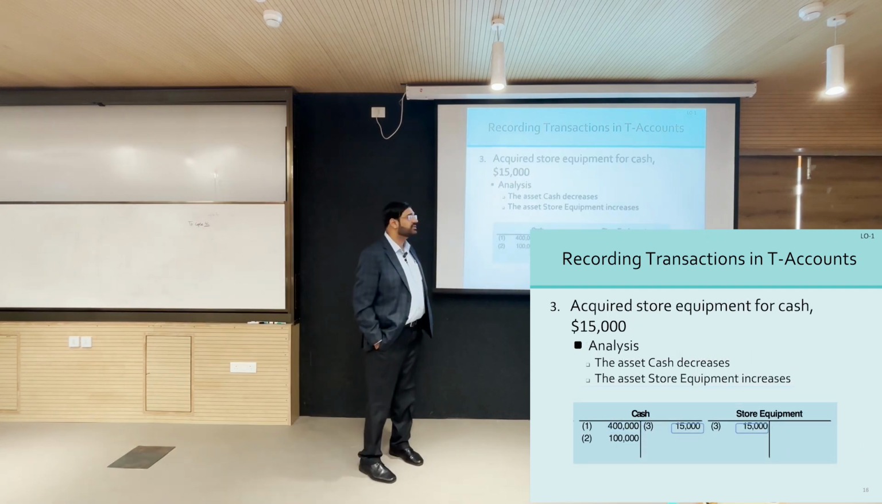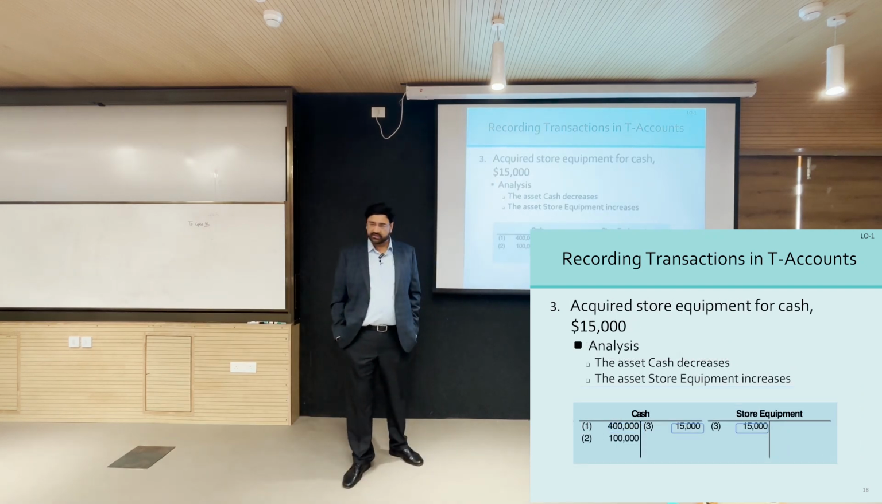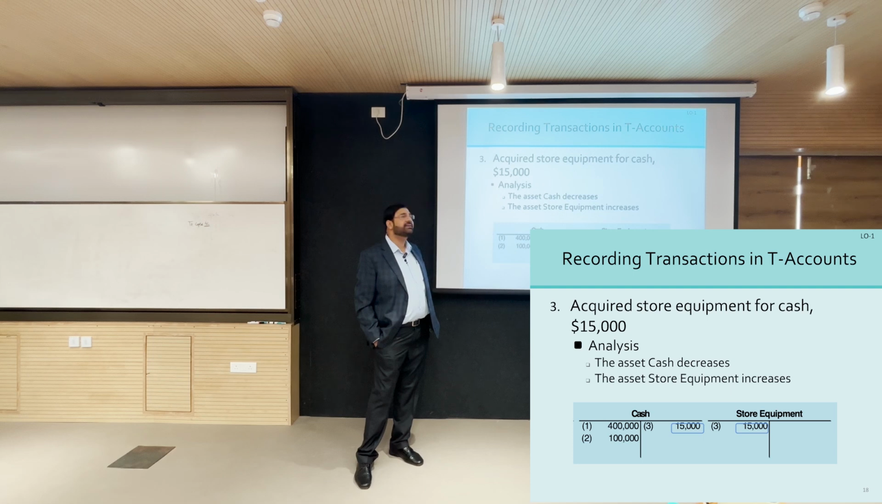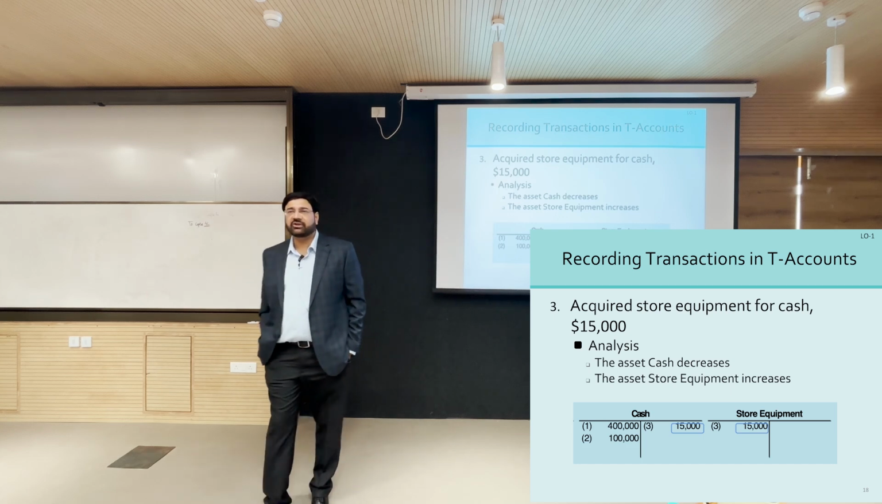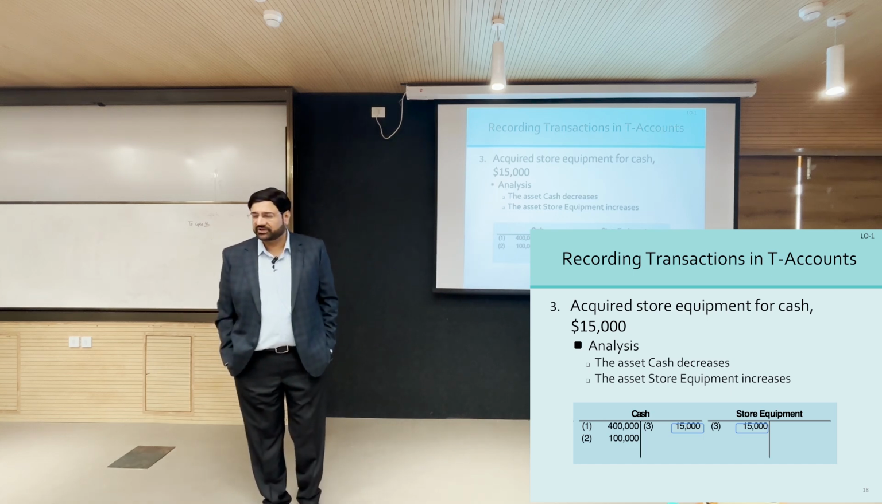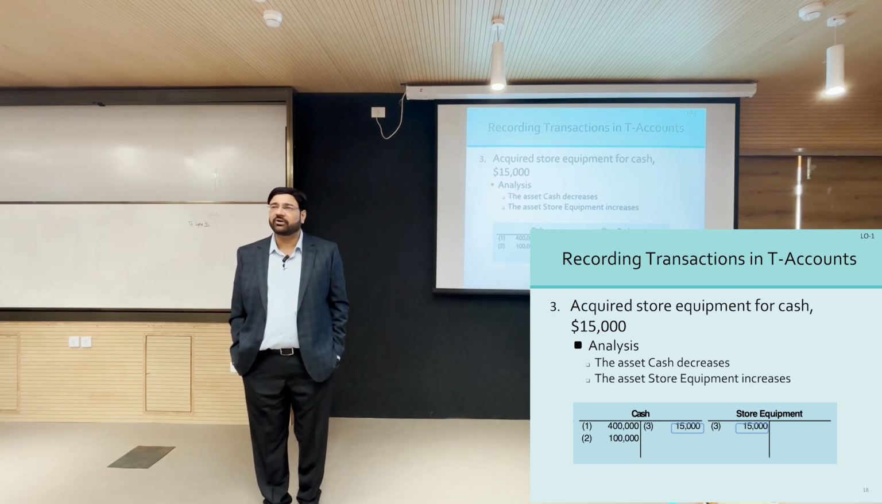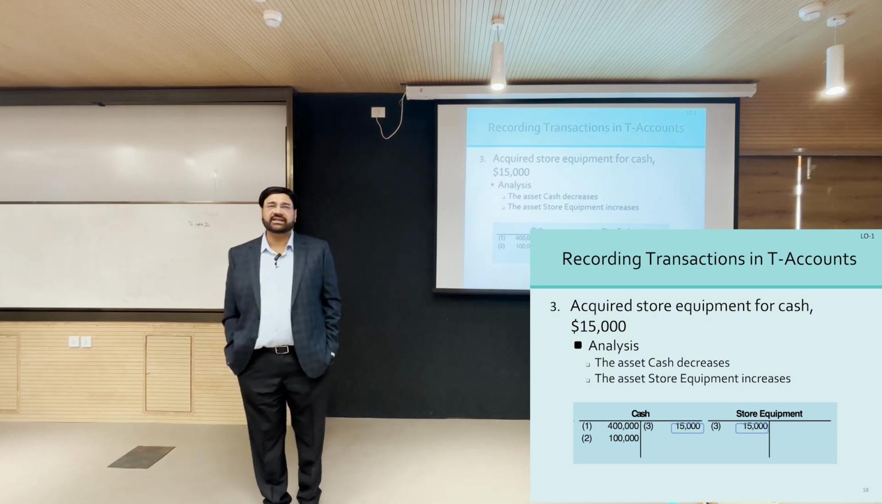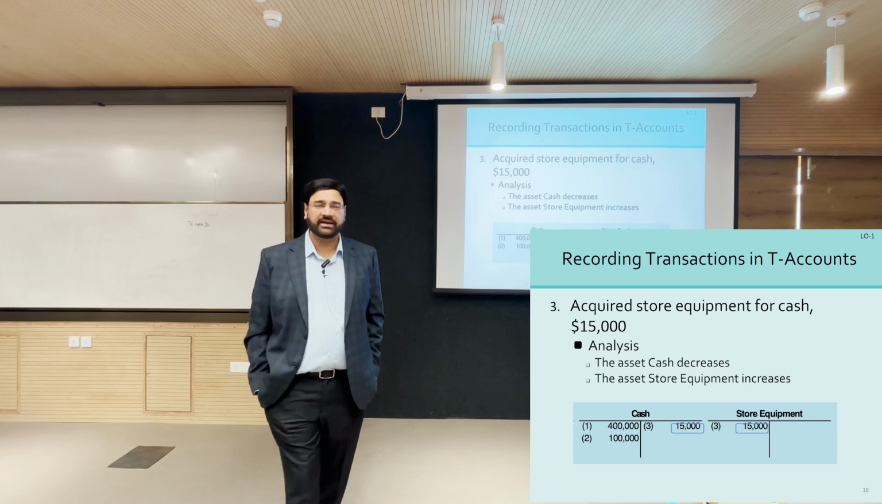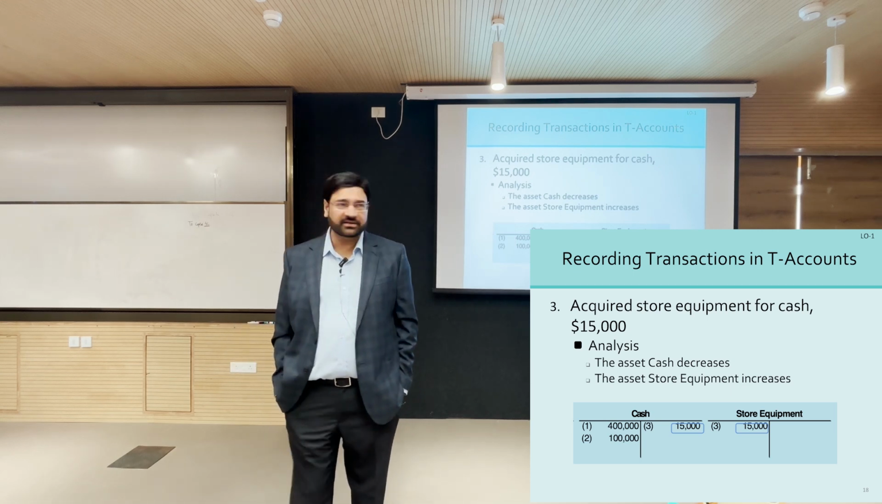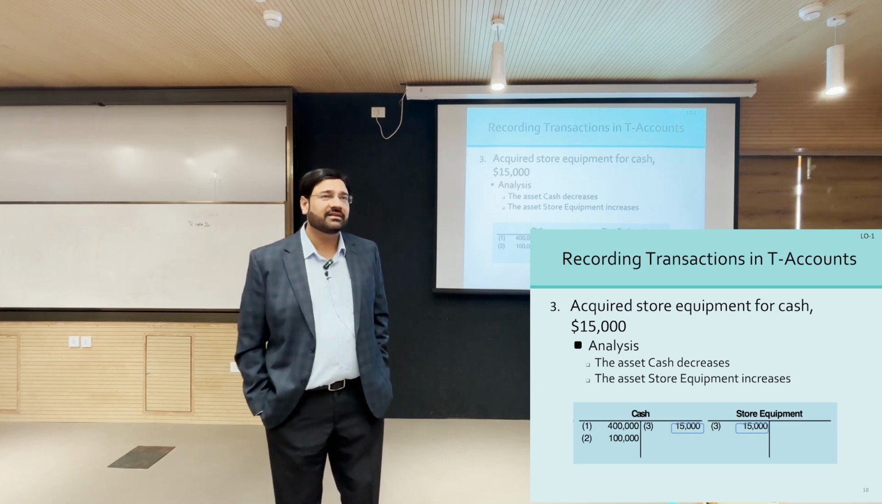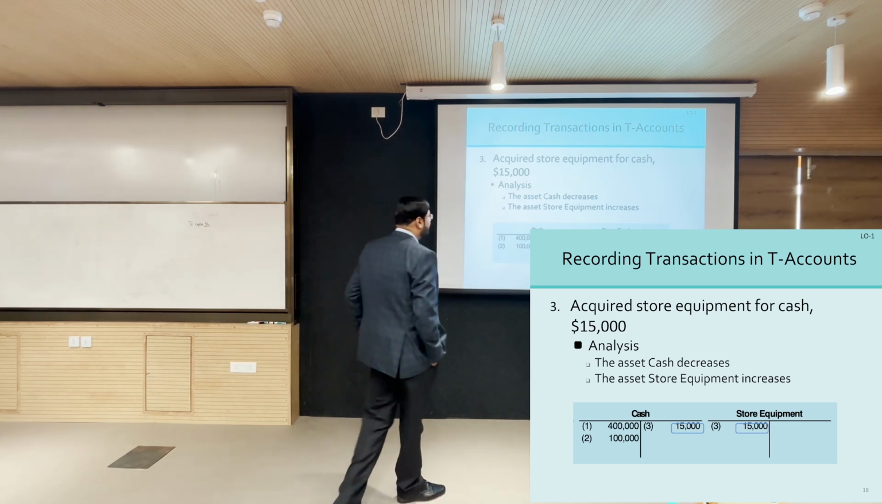Next, we go to the third entry. Are the first 2 entries clear? We acquired equipment, store equipment, for cash. How much? 15,000. So when you acquire equipment, it's brand new equipment, right? Does equipment go up or does it go down? Is equipment an asset or a liability? Asset. Is an increase in asset debit or credit? Debit. Credit किसने बोला? Increase in asset is debit, right?